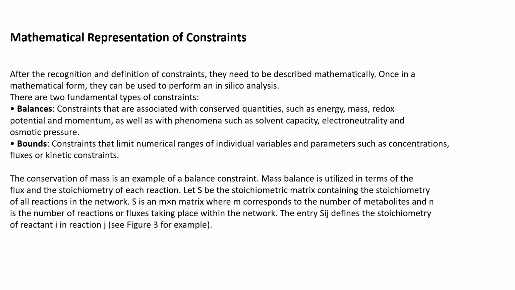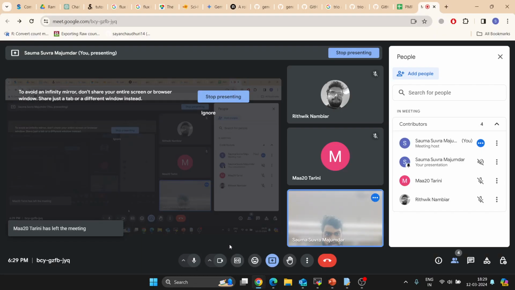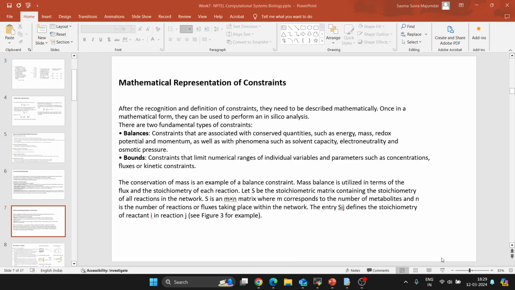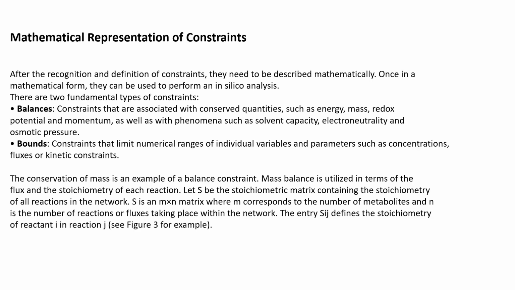One is a balance. Those are like the conservation of energy equations that you put, and also there can be constraints on the bounds. There can be constraints on the individual range of values that a particular variable or a particular parameter can take, which can include concentration or fluxes, etc. As I said, the conservation of mass is an example of these balance constraints. Mass balance is utilized in terms of flux and stoichiometry of each reaction.